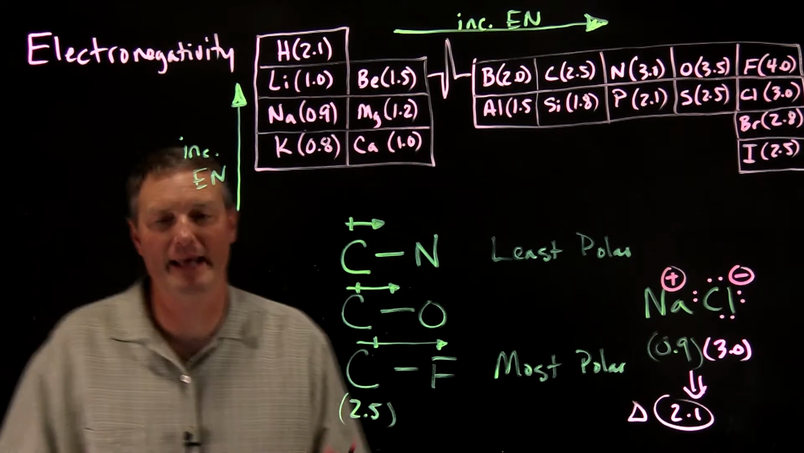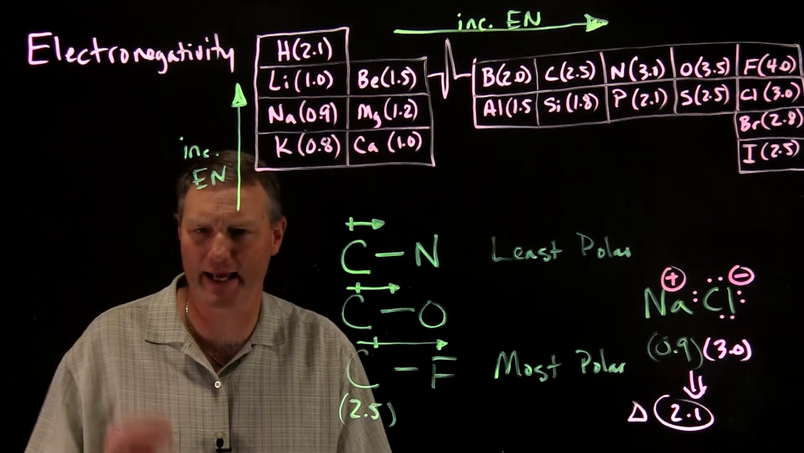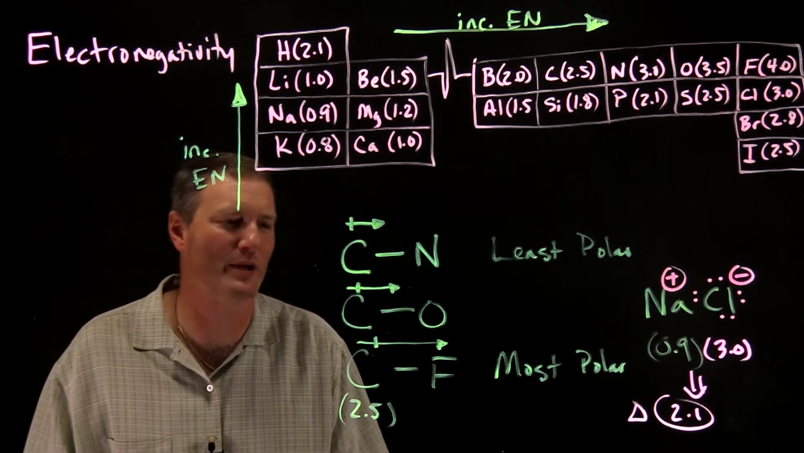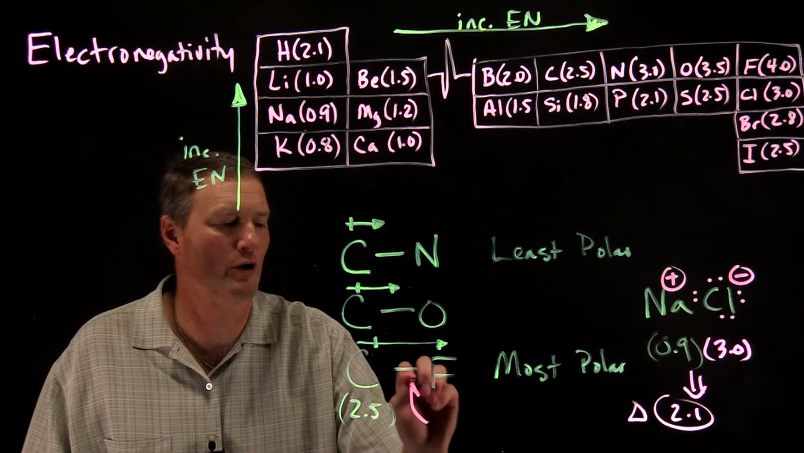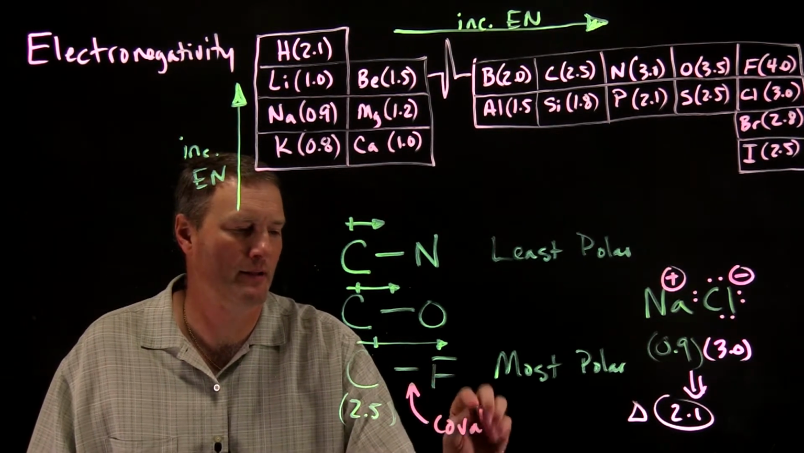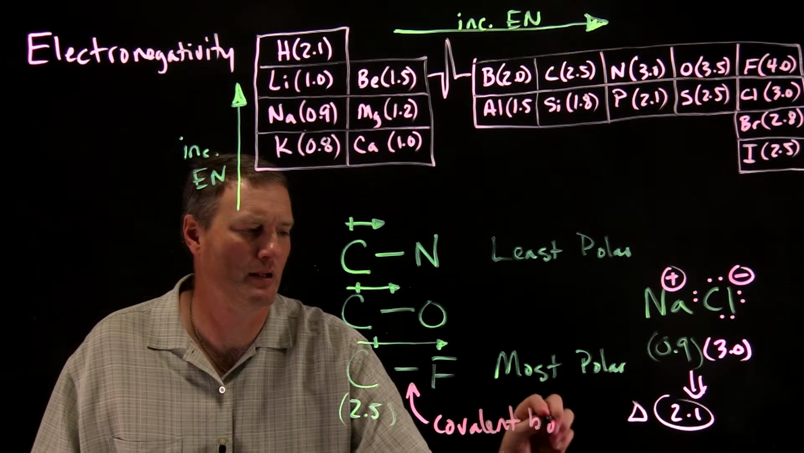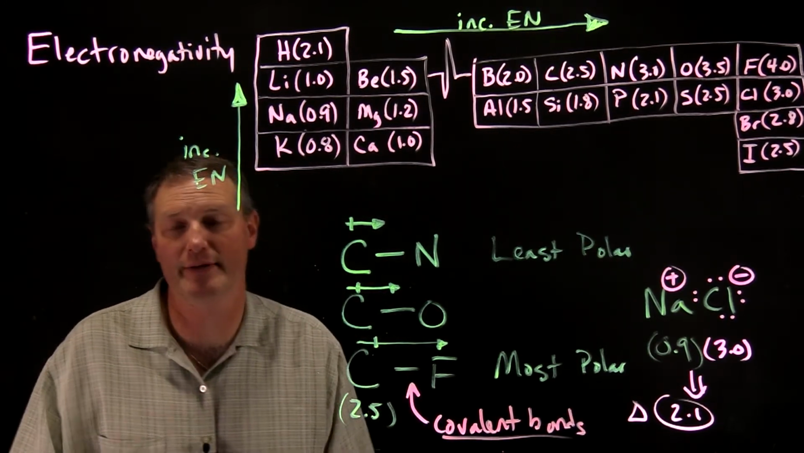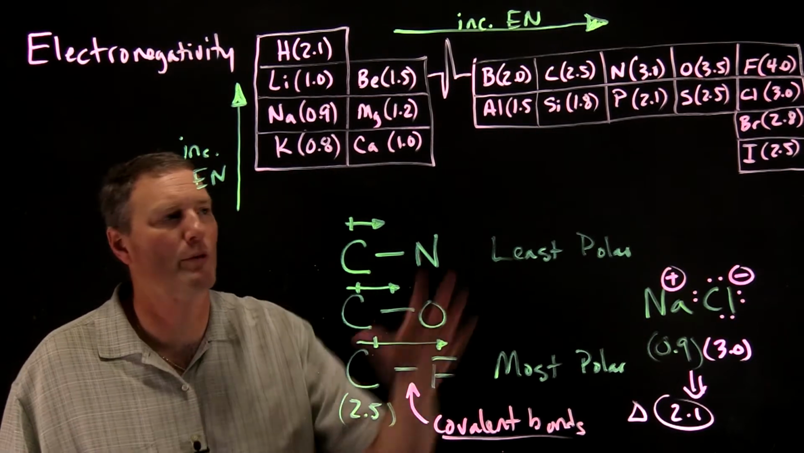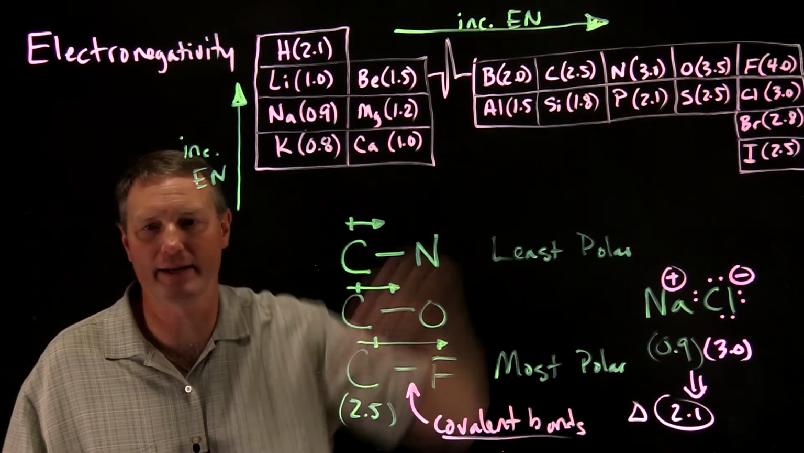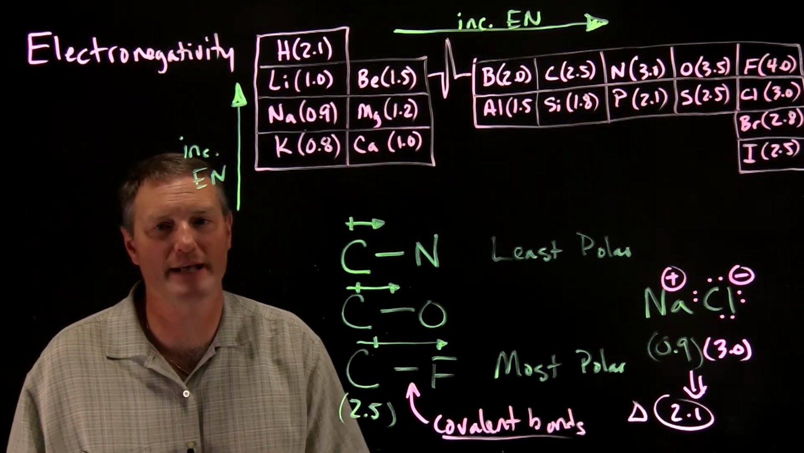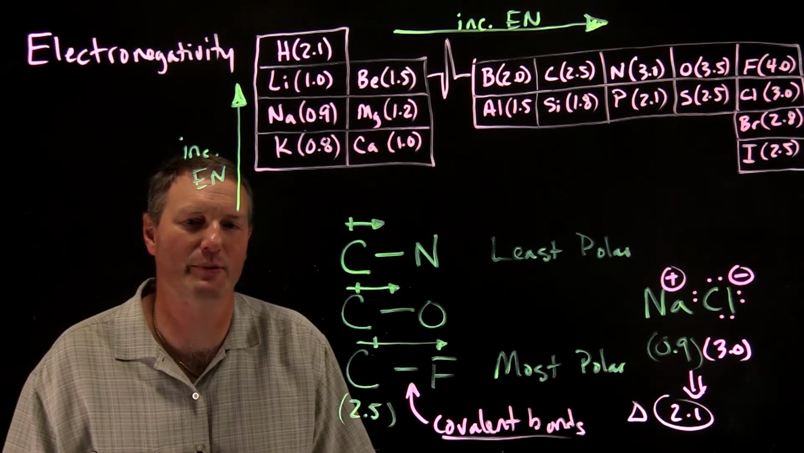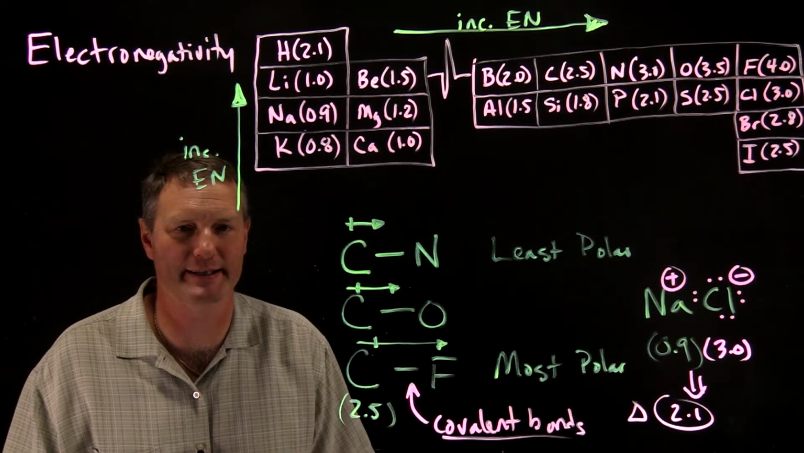Bonds that have delta electronegativities less than about 1.8 to 1.7 are considered covalent bonds. We'll come back to this topic of electronegativity time and time again when we're looking at molecules that have a variety of different elements. It's a really important topic, and we'll make sure we get some practice when we get into our lecture sessions on this. Good luck.